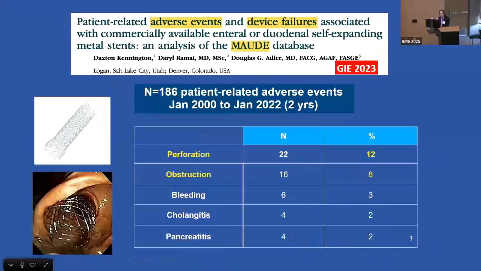And now we fast forward over three decades later, and we have this publication that looked at MAUDE reports. So this is the FDA database. These are voluntary reports of complications from duodenal SEMS placement. And you see here a 12% rate of perforation, 8% rate of obstruction, and there's bleeding and 3% cholangitis, pancreatitis, because we can, of course, block outflow of the bile and pancreatic ducts. So this is very telling. This is resonating with the caveats and concerns.